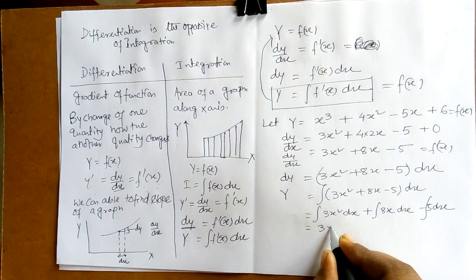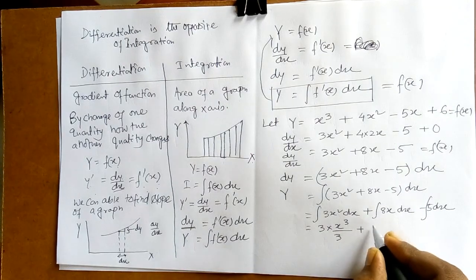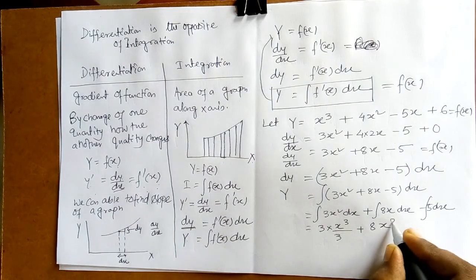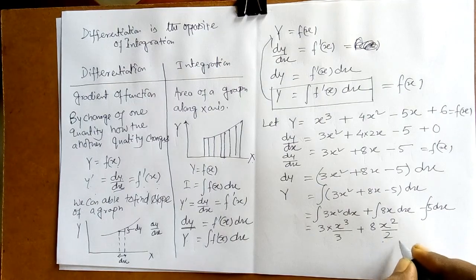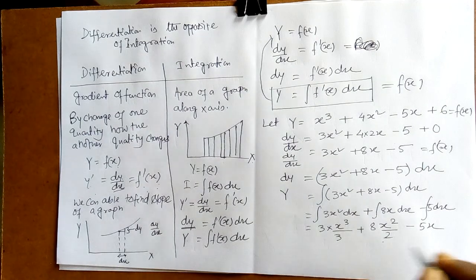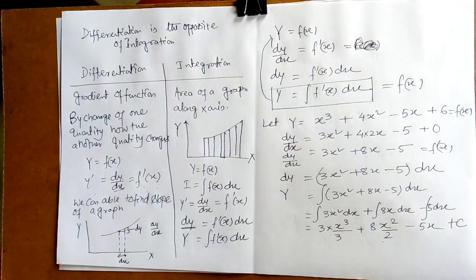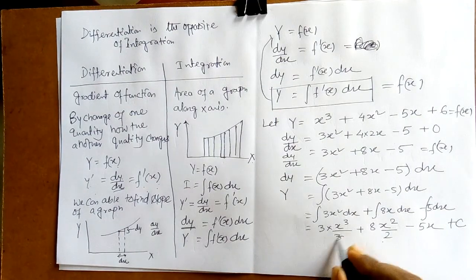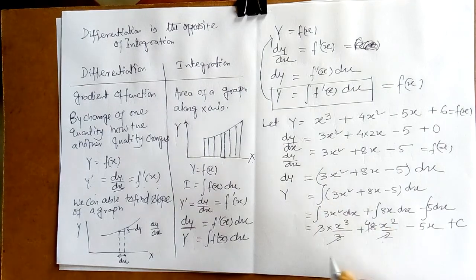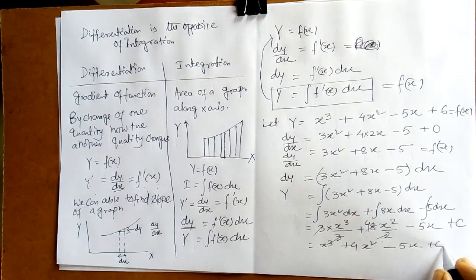3x square, so 3 into x to the power n plus 1 by n plus 1, that means x to the power 3 by 3, plus 8 x to the power 2 by 2, that is 1 plus 1 by 1 plus 1, minus 5x as usual. And here, as it is an indefinite integral, I have to add one c. Now you will understand why we add c here. The 3 will cancel out, and 8 by 2 is 4, so it is x cube plus 4x square minus 5x plus c.